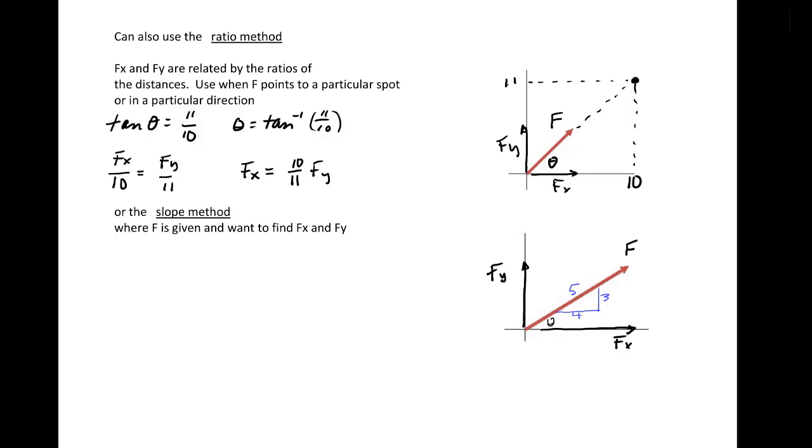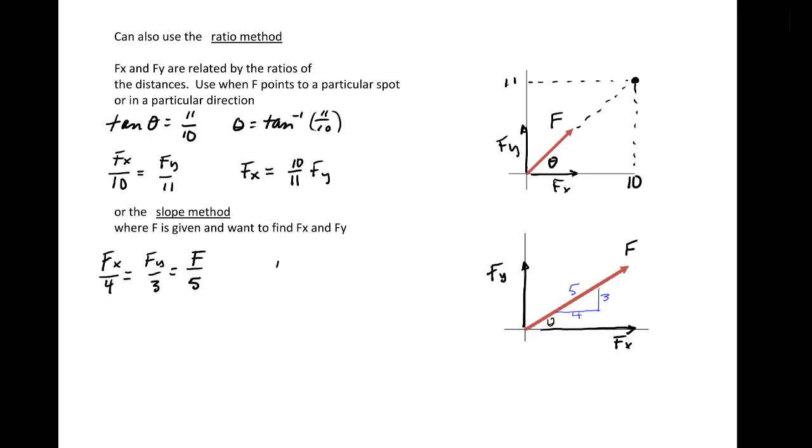And we can say that the force in the x direction is related to the distance of the little right triangle in that direction. So let's just go ahead and write those down. We'll say Fx is to 4 in the same way that Fy is to 3, in the same way that the magnitude of the force is to 5.